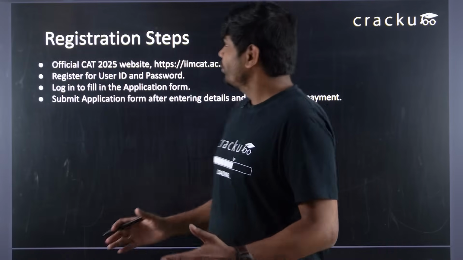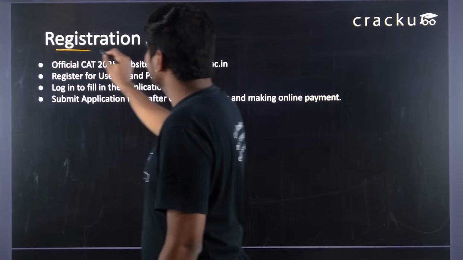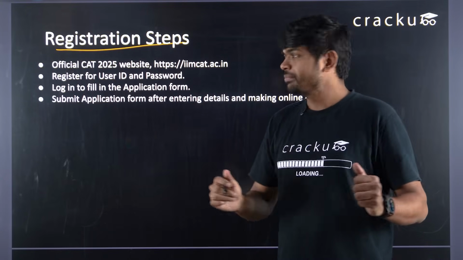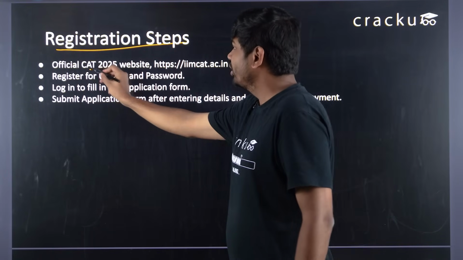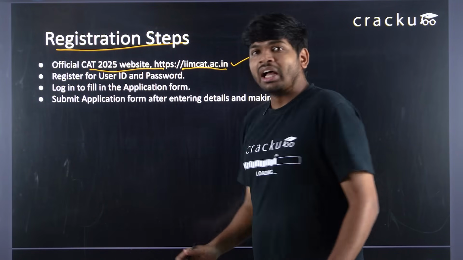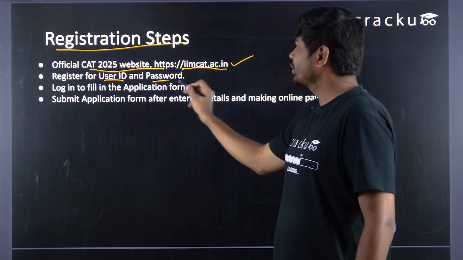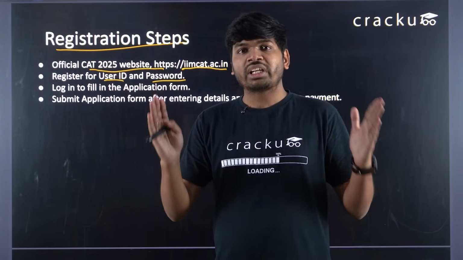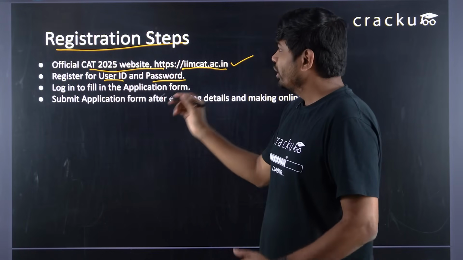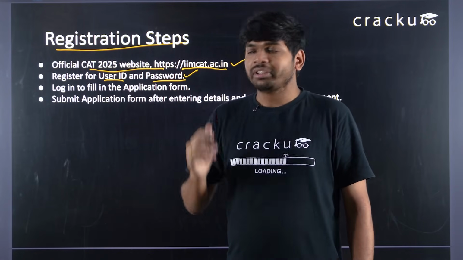In this slide, we will discuss the registration steps that you have to follow to fill the CAT 2025 form. You have to visit the official website iimcat.ac.in. After you visit the website, you have to register for a user ID and password. You will get a unique user ID and password, and that will be sent to your registered mobile number. Whatever number you are filling in this form, you will get the password and user ID on that number.